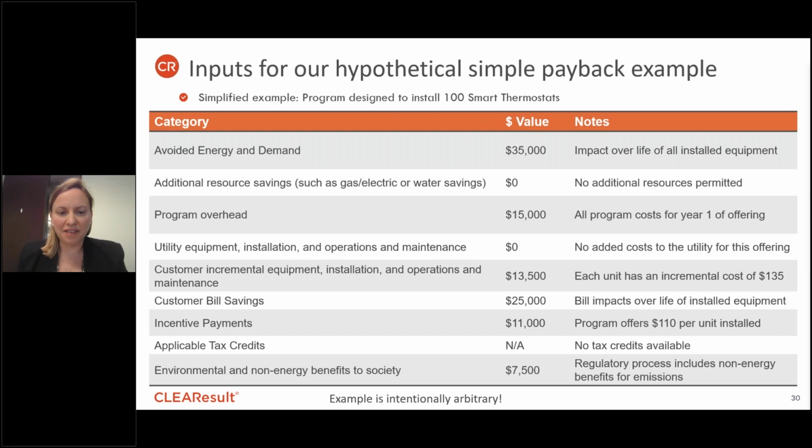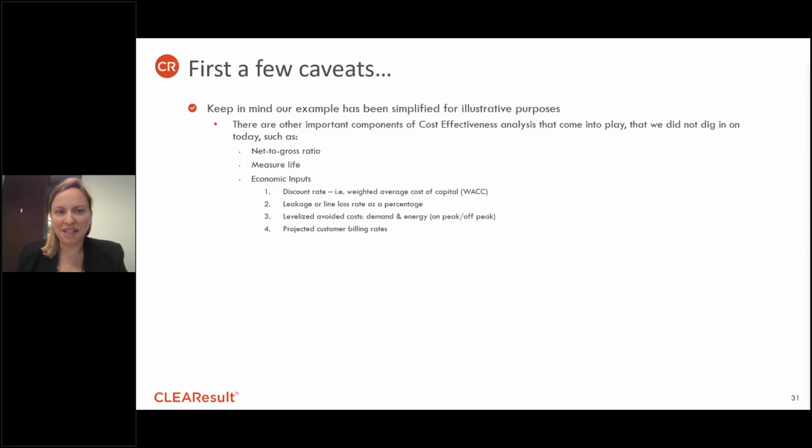But first, again, those caveats. One thing I did want to touch on is that we are taking a pretty simplified approach for today. We're doing a simple payback calculation, but there are a lot of other cost effectiveness terms you might have heard. And Katie and I would love to come back and do a 102 session and dig into some of the other inputs in the background of some of the assumptions we made here.